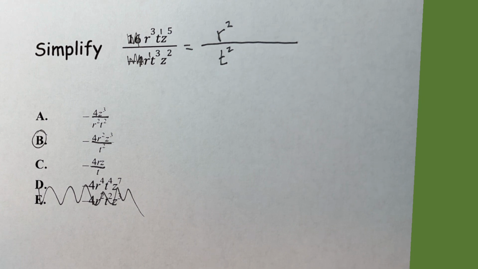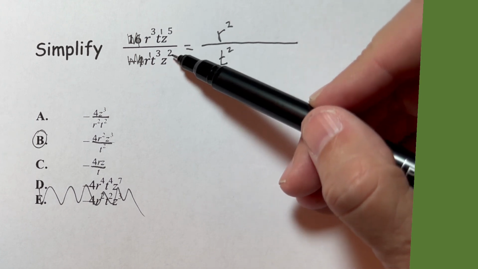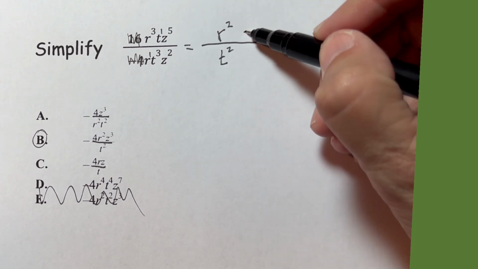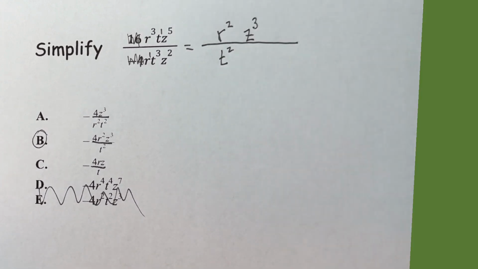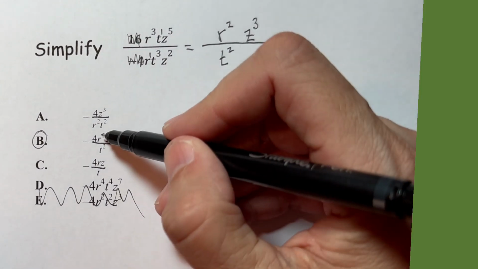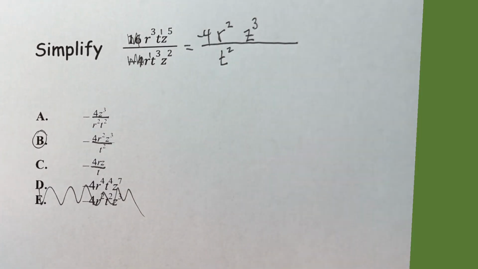Now, where are there more z's? There are more z's on the top. There's z to the 5. On the bottom, there's z squared. So there's more on the top. Subtract: 5 take away 2 is 3. And there is the rest of your answer. We already know it's a -4 there if you want to put that there.